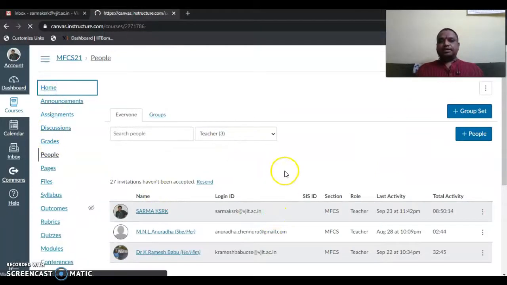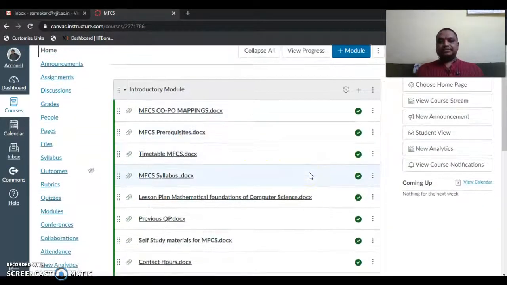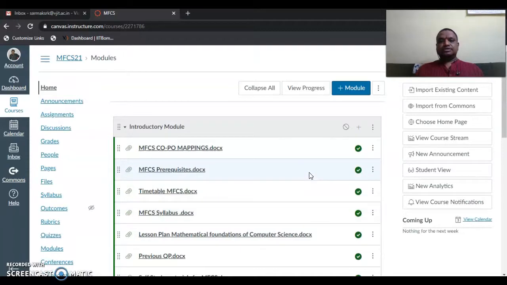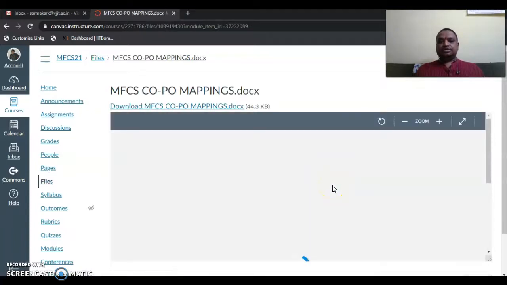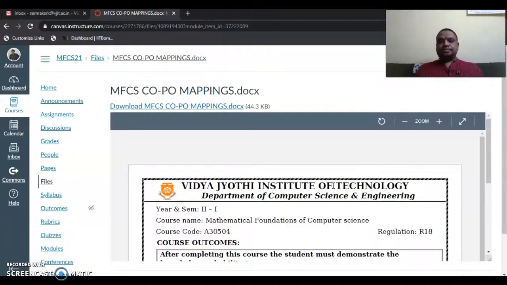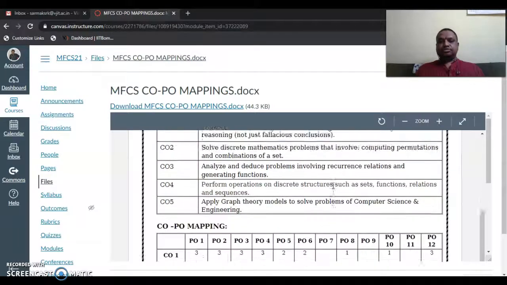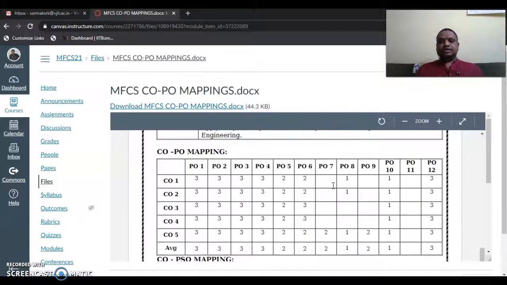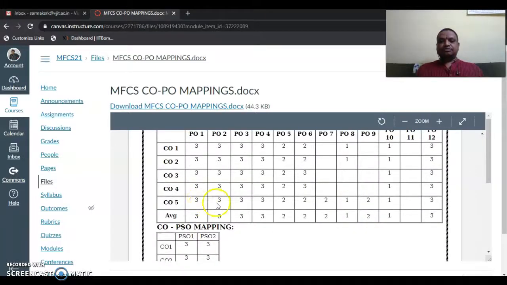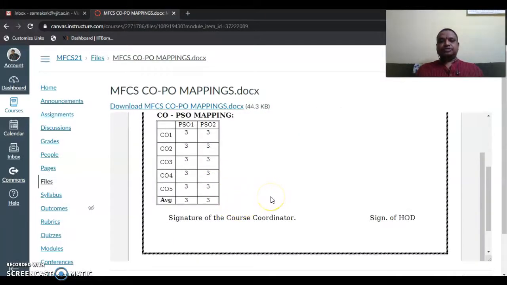Then coming to my subject, that is Mathematical Foundations of Computer Science, in the introductory module, I will be having the first the CO-PO mappings. So this is my COs. There are 5 COs for my subject, the course outcomes, then the CO-PO mappings, and the CO-PSO mappings are also there.